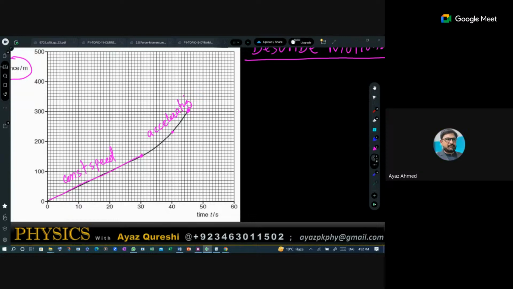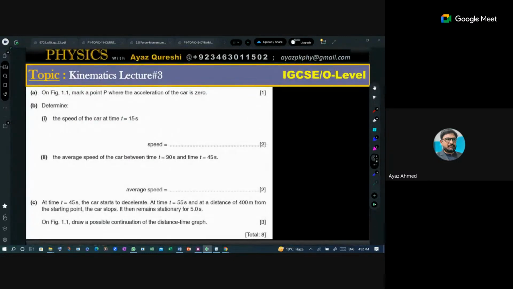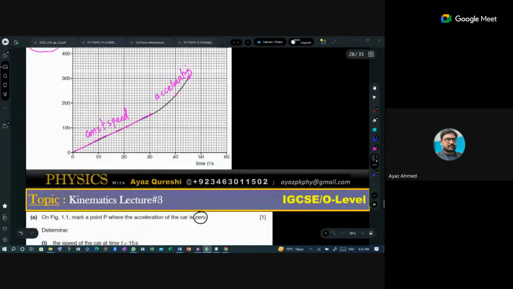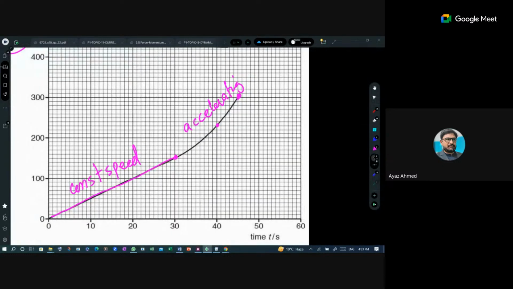Okay, well done. Come to the question. Figure 1.1, mark a point where the acceleration of the car is zero. So, what do you suggest? Sorry, I did not shift the slide. This is the graph in front of you. Where to place zero acceleration?